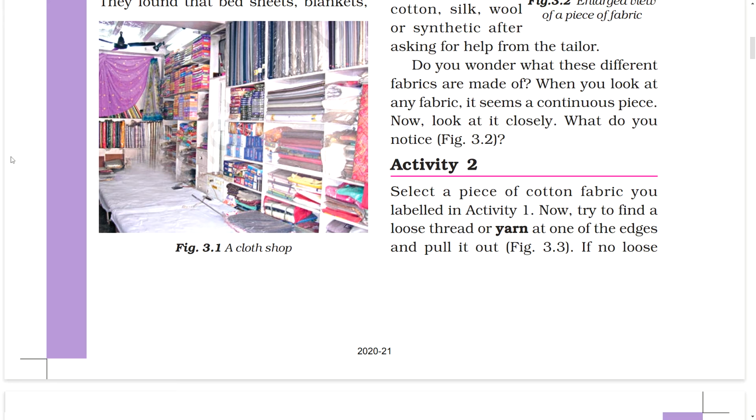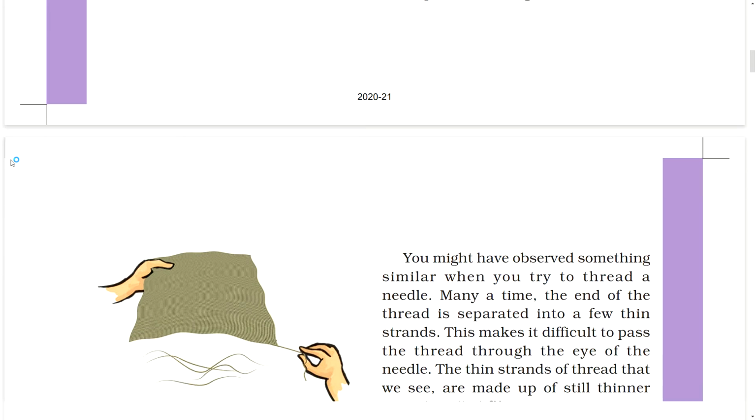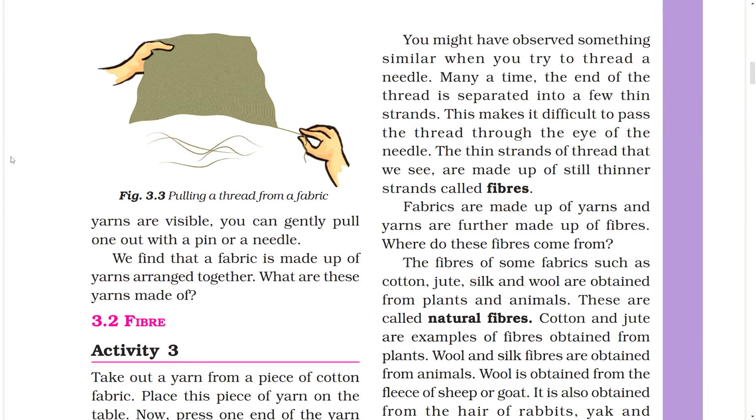Activity 2: Do this. Select a piece of cotton fabric you labeled in Activity 1. Now try to find a loose thread or yarn at one of the edges and pull it out. If no loose yarns are visible, you can gently pull one out with a pin or a needle. We find that fabric is made up of yarns arranged together. What are these yarns made of?